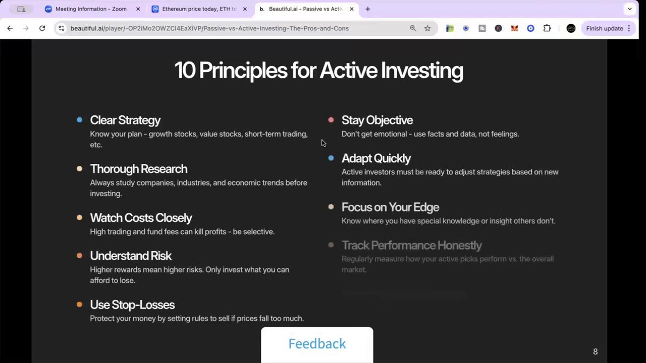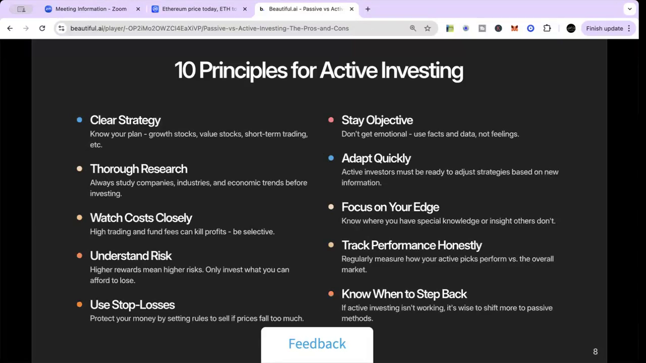Here are the 10 principles for active investing. You need to have a clear strategy, right? So what type of sector or business you're going to be investing in, whether it's growth stocks like technology, whether it's value stocks like food or energy, whether you're going to be buying short-term trading instruments. There's some derivative products that deal with option strategies on ETFs. You got to find out what you're going to be investing in, because active investing is more of a niche market. So it's only a clear sector.